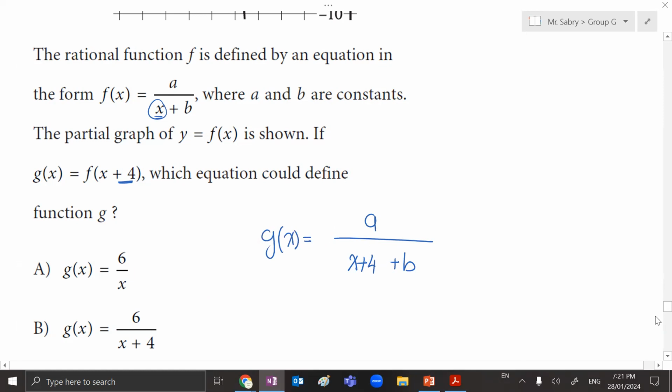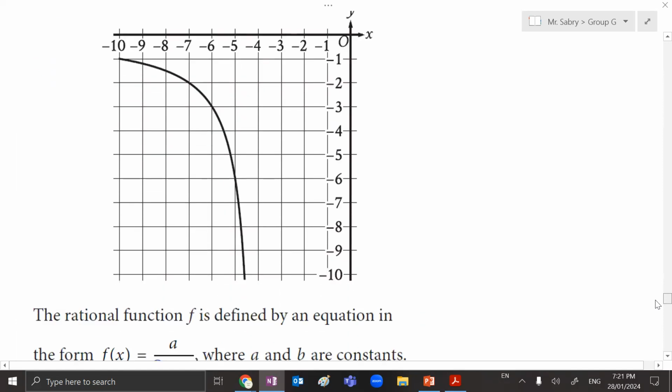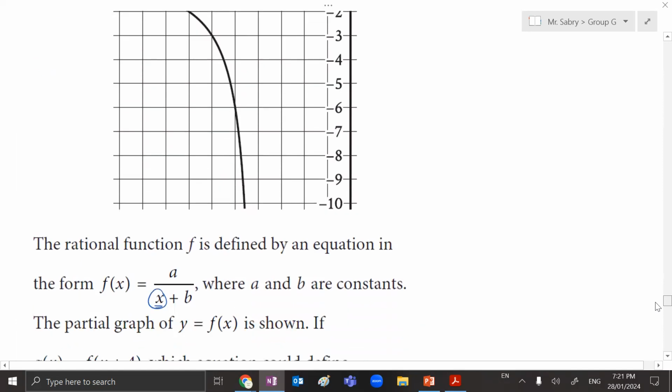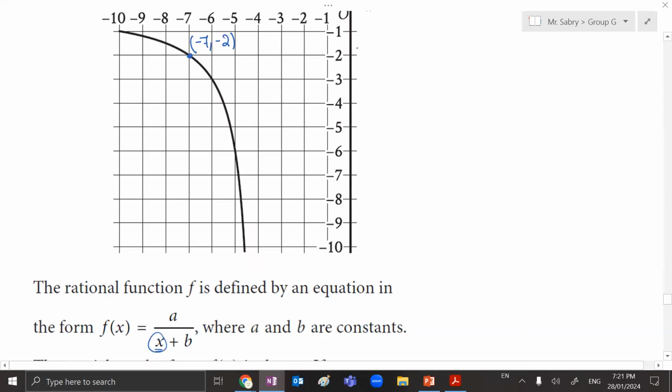But then I don't know the values of a and b, so I'll try to get them from this graph over here. So what are the values of a and b? Supposedly the function 1 over x, or pick a point. It's easier to pick a point. Let's say we're picking this point here. It's clear here that x is -7 and y is -2. Substitute -7 and -2 instead of the x and the y.